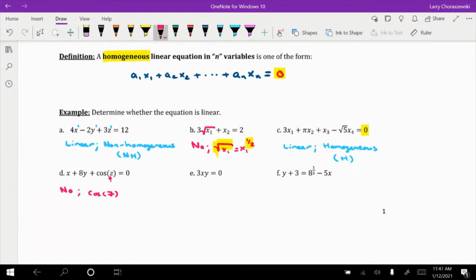What about example E? We've got 3xy equals 0. Is it linear? Well, let's assume that our variables are x and y.